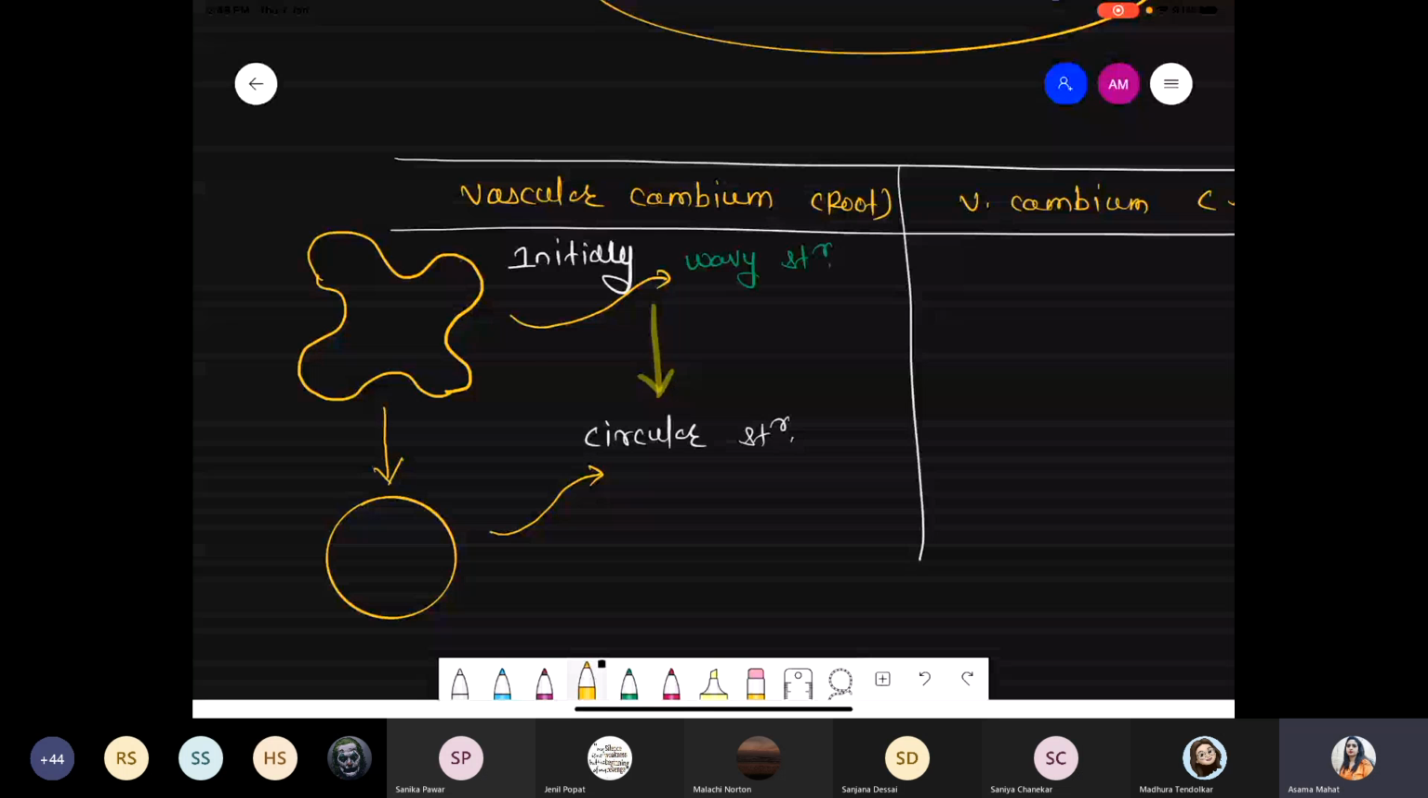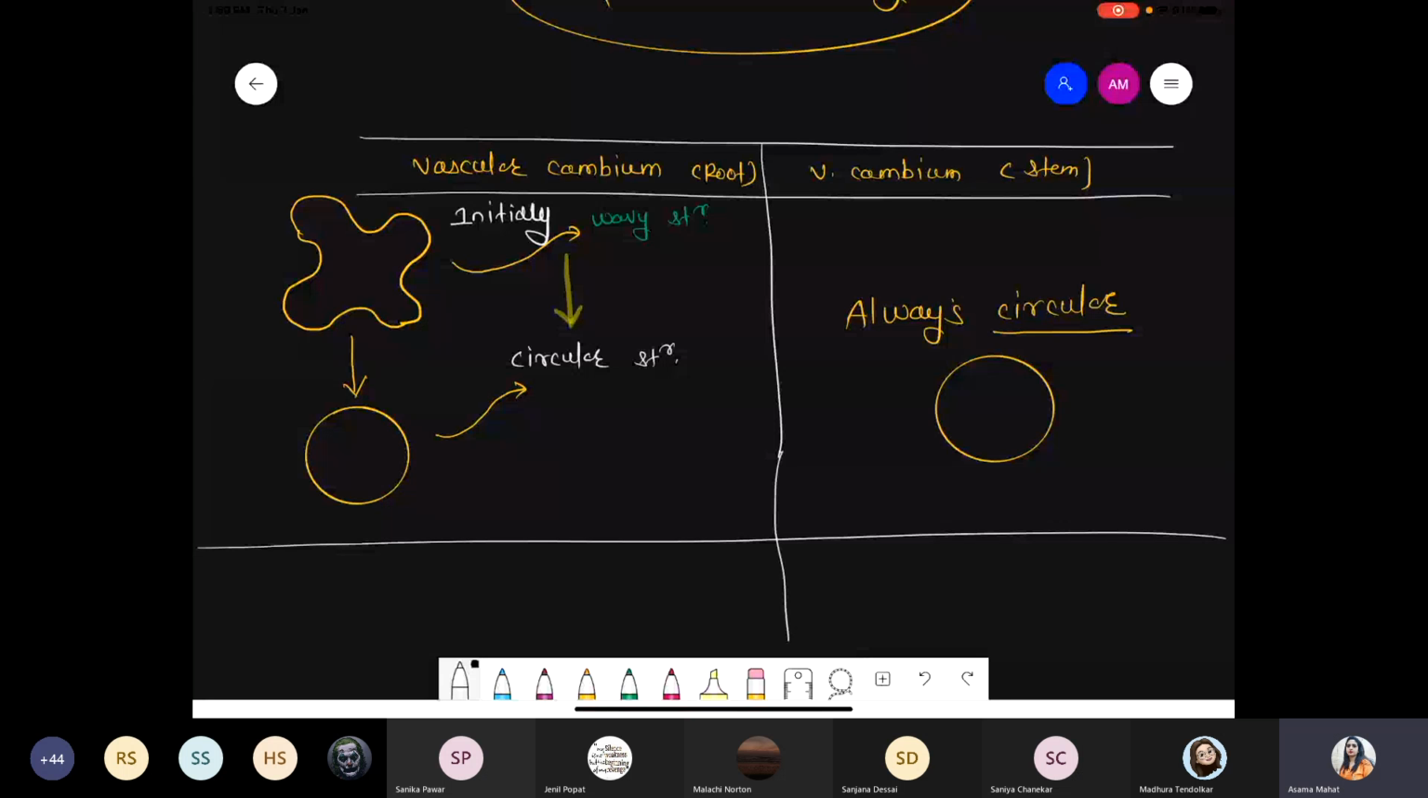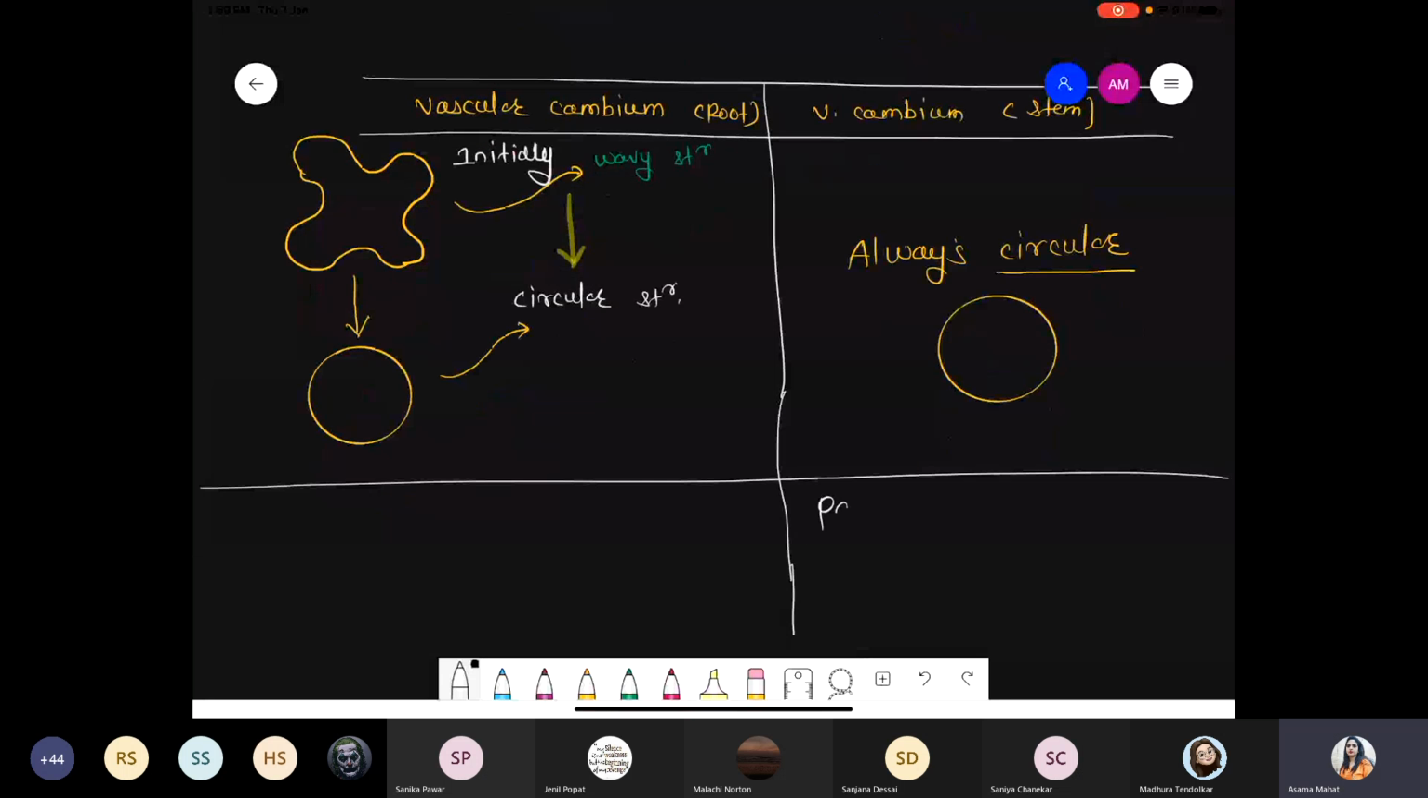Now when you compare this with the vascular cambium in the stem, we saw that it is always present in a circular manner, because we discussed in detail how the vascular cambium gets formed in the dicot stem. Remember now? How was the origin? Intrafascicular cambium binds with the interfascicular cambium. After the joining, they form a ring shape, a circular shape, that is called the vascular cambium. So such vascular cambium is always circular in the stem. Now another point, the origin: you know very well, vascular cambium is partly primary as well as secondary in origin.